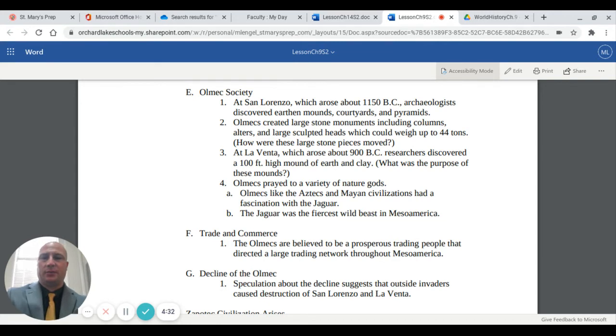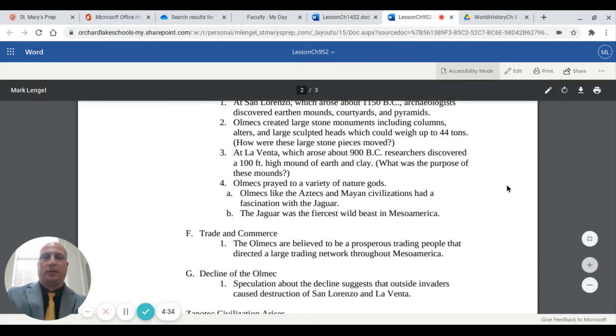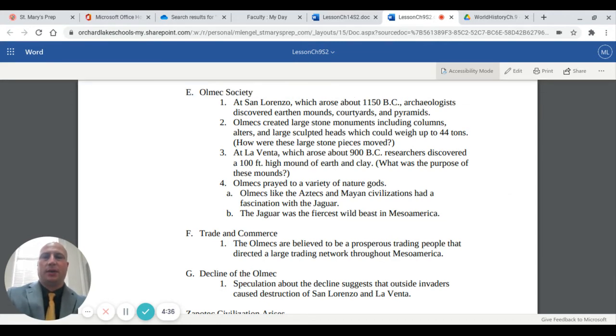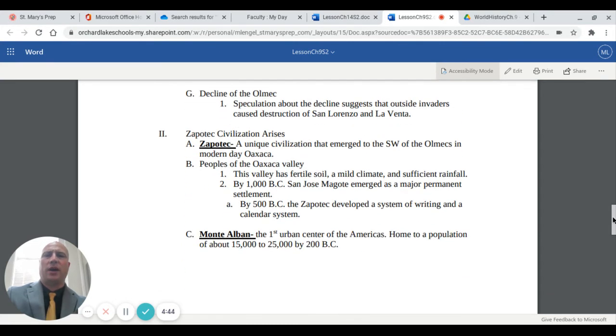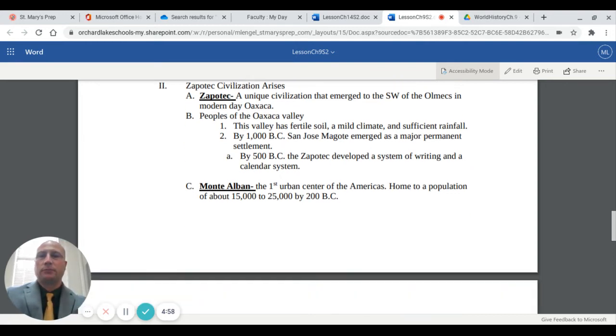Next is trade and commerce. The Olmec are believed to be part of a prosperous trading network that went throughout Mesoamerica. The decline of the Olmec, because they're a BC era civilization, we don't know everything about them, but we think that there's some evidence that suggests outside invasion caused destruction at San Lorenzo and La Venta, which would have most likely led to a decline or a massive migration away.